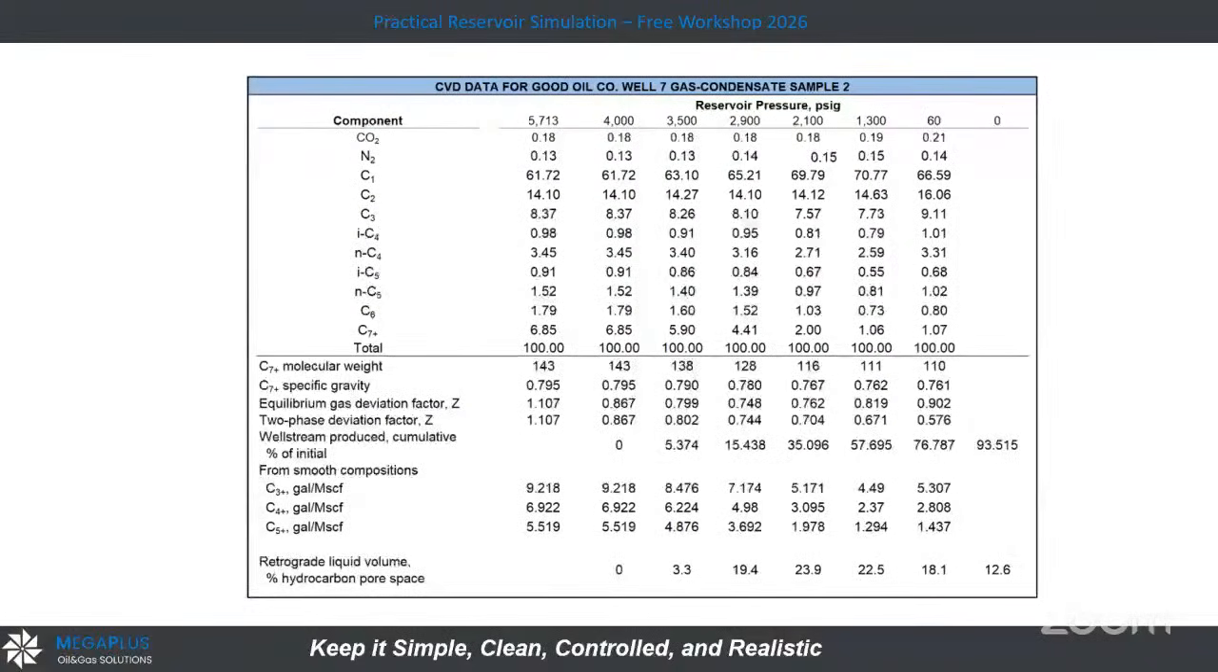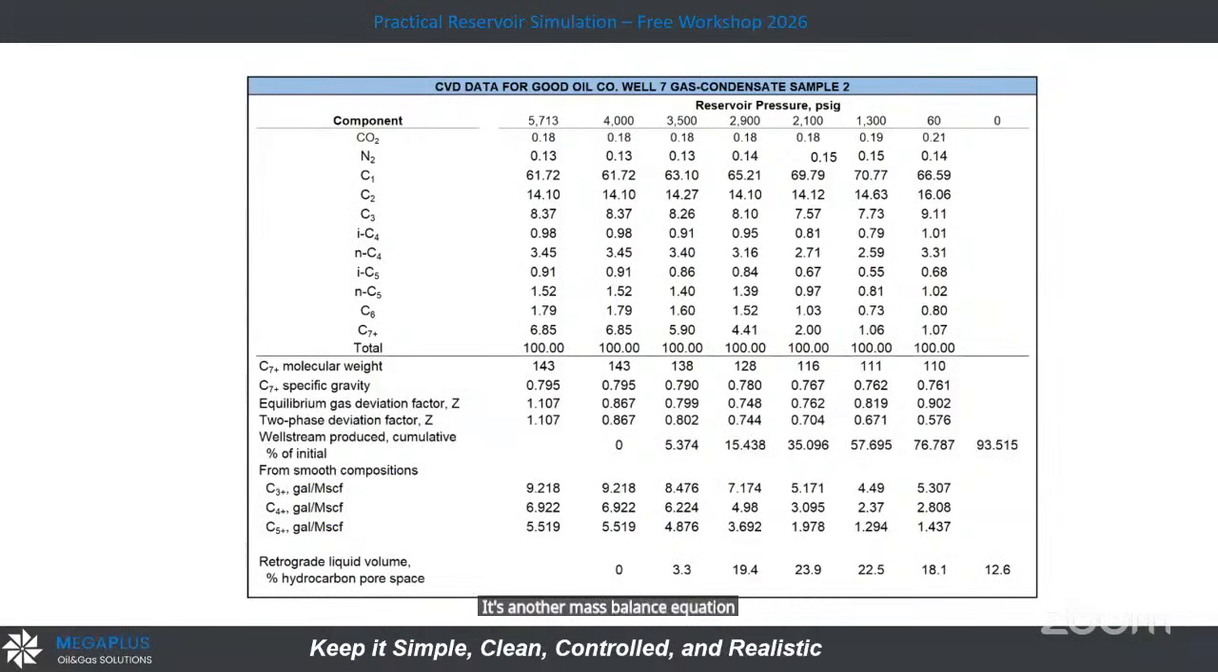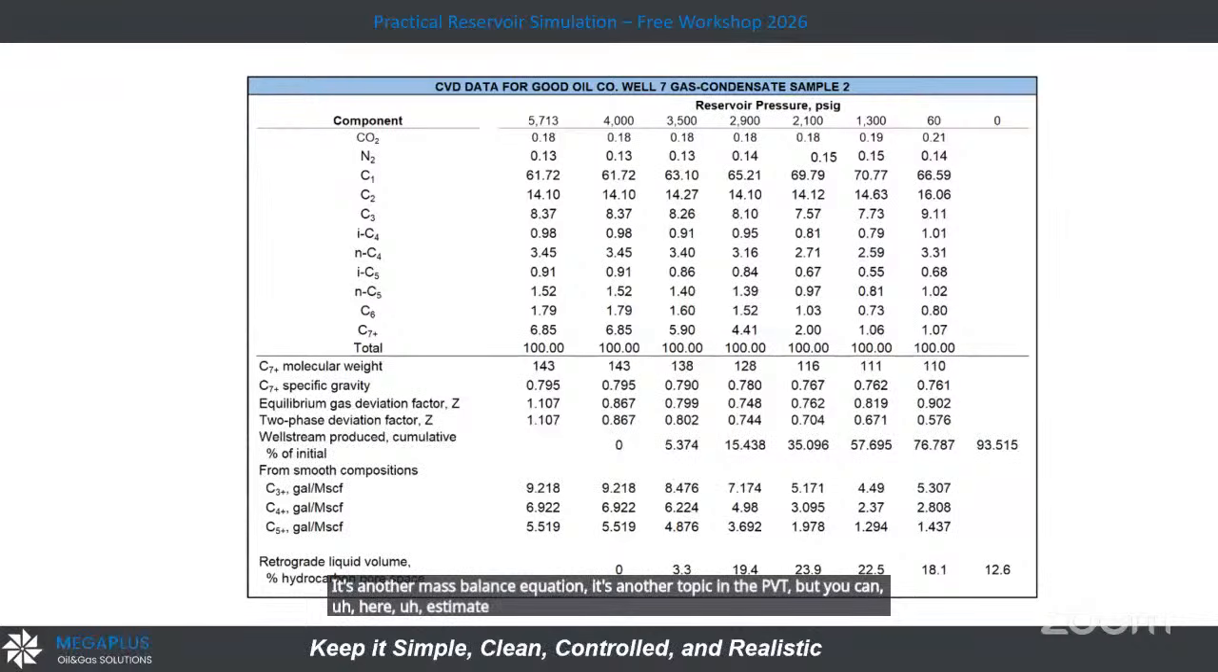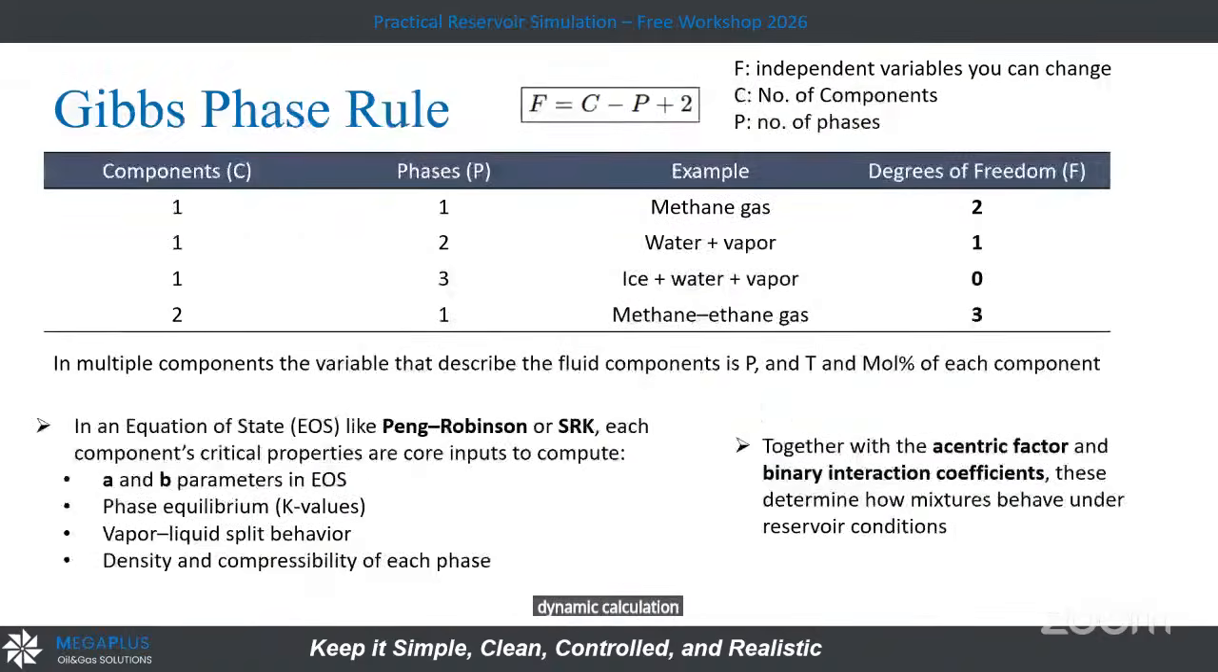the gas equation, the real gas equation, PV equals ZnRT. From this, it's another mass balance equation. It's another topic in the PVT, but you can here estimate or calculate the deviation factor, that Z, that's very important in volumetric calculation, or the dynamic volumes calculation, that's Z. Here I'm trying to keep it simple.